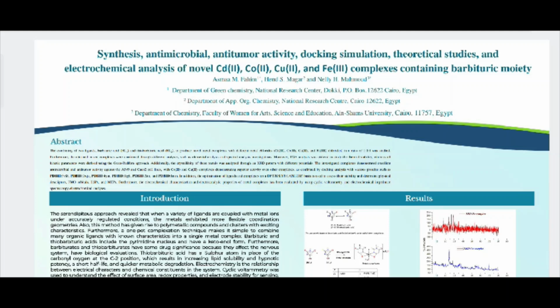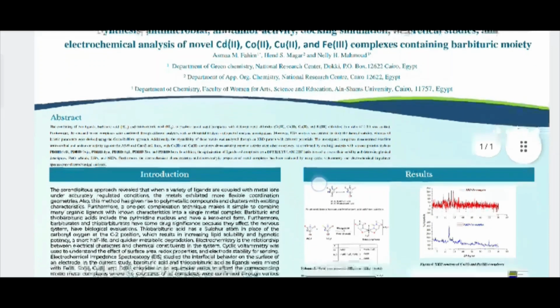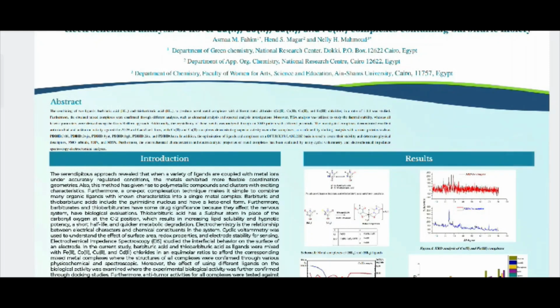complex. Barbituric and thiobarbiturics have some drug significance because they affect the nervous system and have biological evaluations as hypnotic drugs. Thiobarbituric acid has a sulfur atom in place of the carbonyl oxygen at the C2 position, which results in increasing lipid solubility and hypnotic potency, a short half-life, quicker metabolic degradation, and a quick onset of activity.